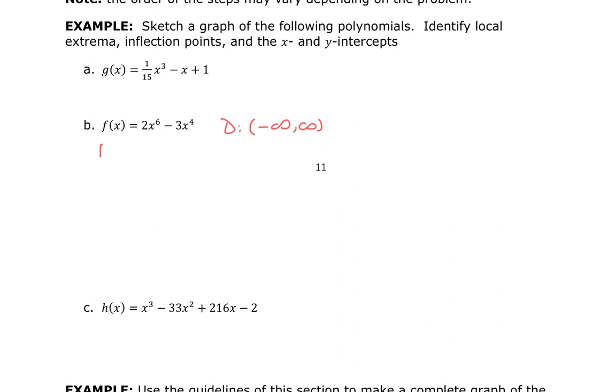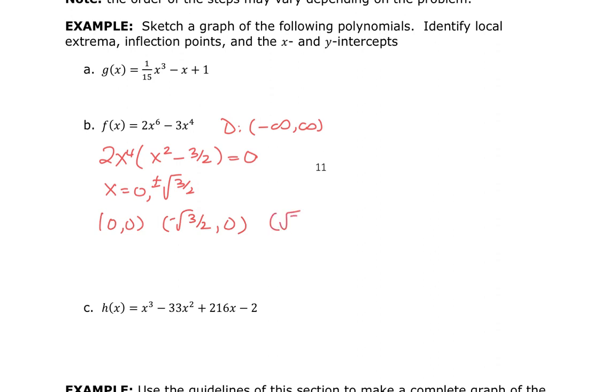So I would set my original function equal to 0, and I'd factor out, in this case, a 2x to the 4th. When I factor out a 2x to the 4th, I get x squared minus 3 over 2 equal to 0. The reason I'm doing this is because I'm trying to find my x-intercepts. So x is equal to 0 and x is equal to plus and minus the square root of 3 over 2. Those are the locations of my x-intercepts. I'd also find my y-intercept when x is 0. So my x-intercepts are at (0, 0), at (negative square root of 3 over 2, 0), and (square root of 3 over 2, 0).